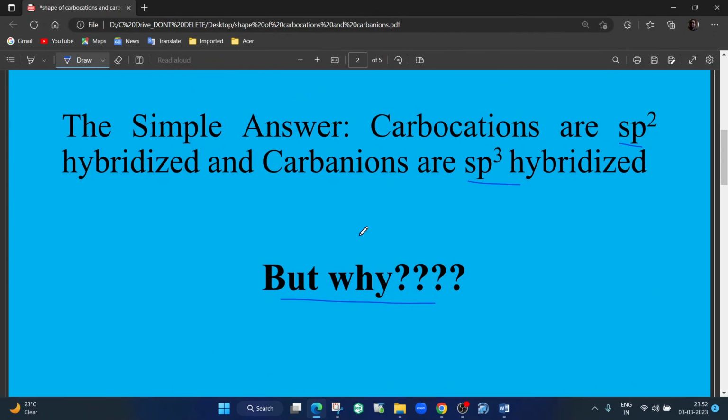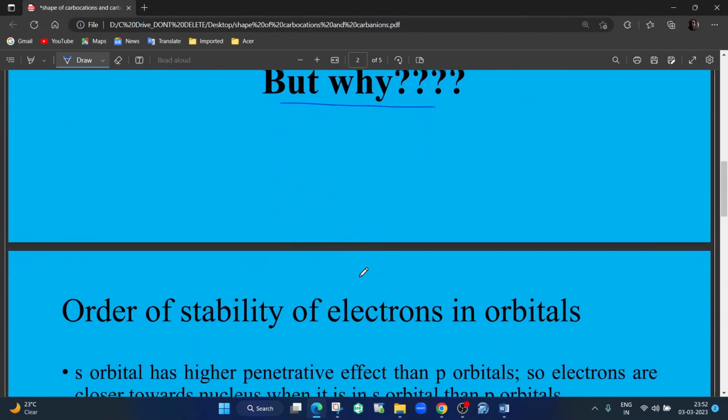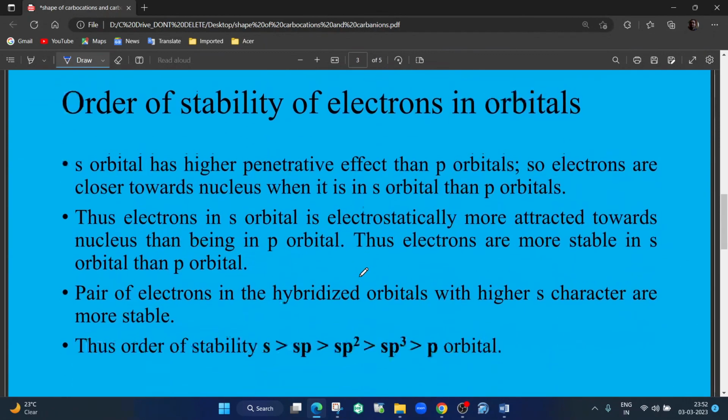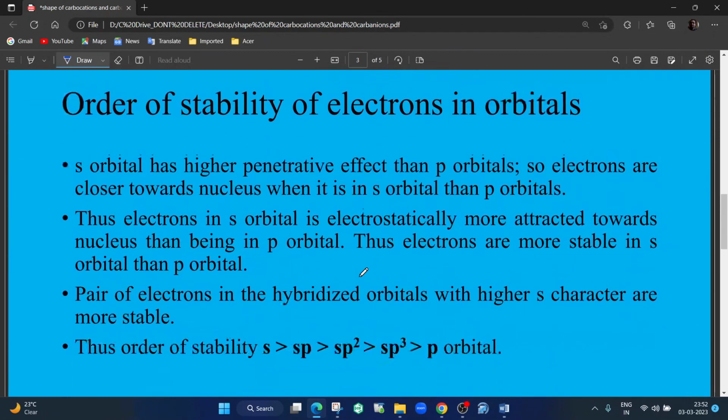So the interesting thing is, you have to understand the stability of electrons in the orbitals. Now we know that s orbital is closest towards the nucleus, right? Then comes p orbital. Now because s orbital is spherical in shape, it has much higher penetrative effect than your p orbital. So it is very close towards nucleus and p orbital is much farther away than that.